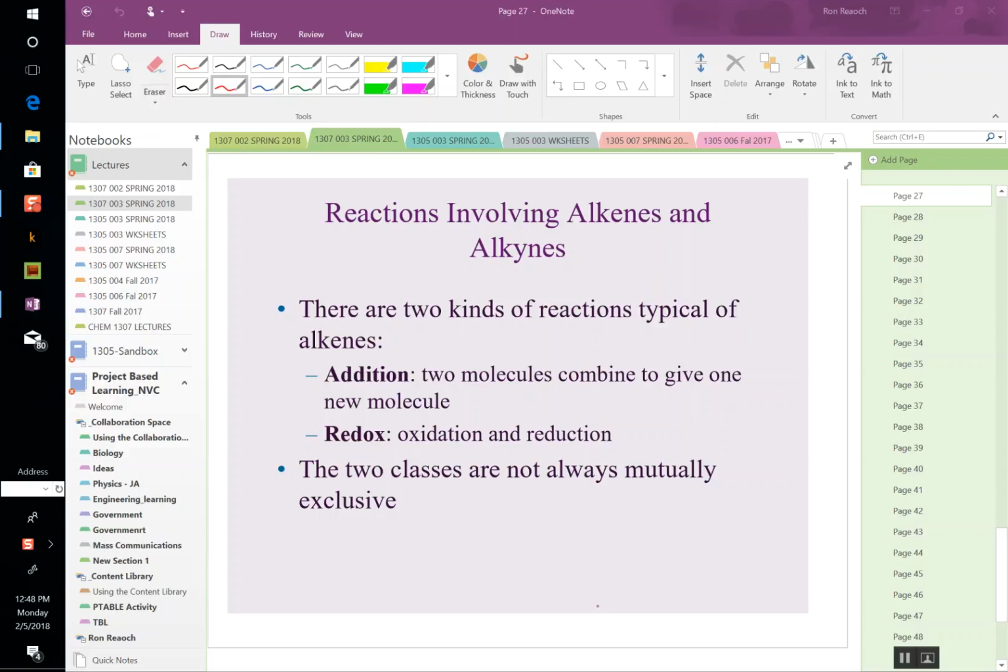Okay, we're going to pick up where we left off on Wednesday. I introduced the four addition reactions to alkenes. That's what we're doing here: addition reactions to alkenes. So we are reacting the alkene with a compound. It's going to add across the double bond.